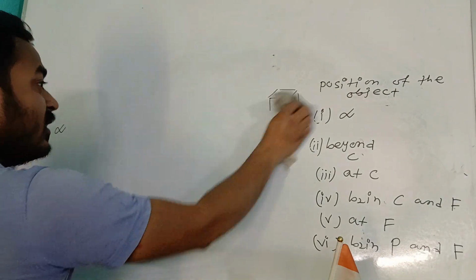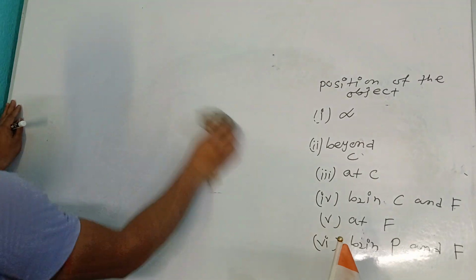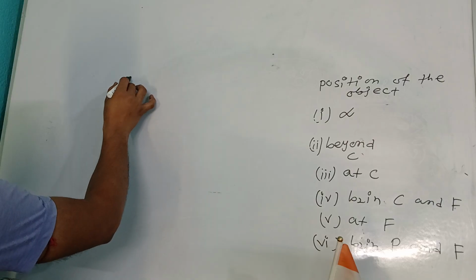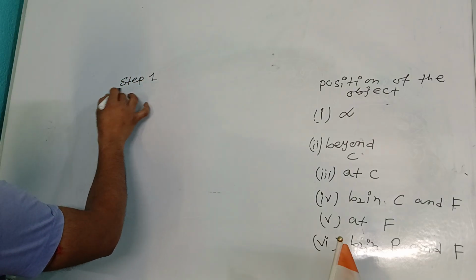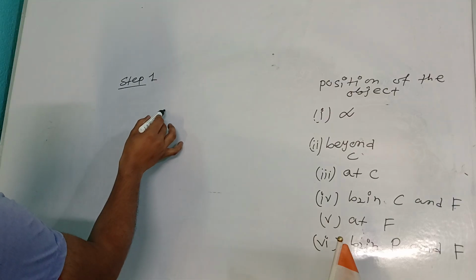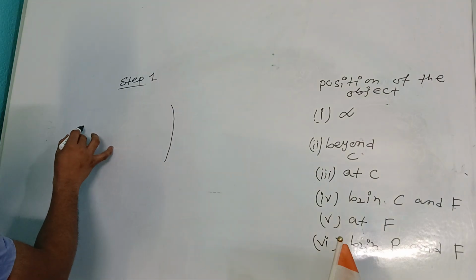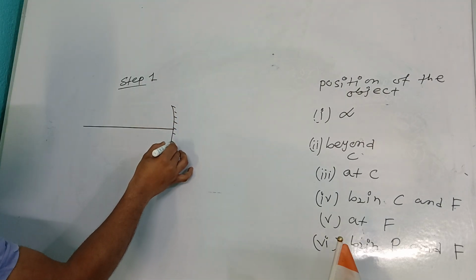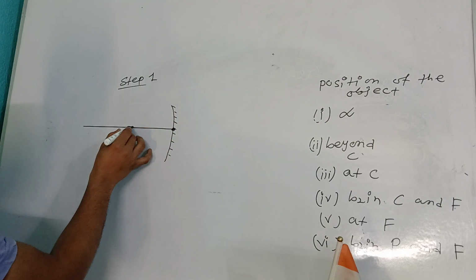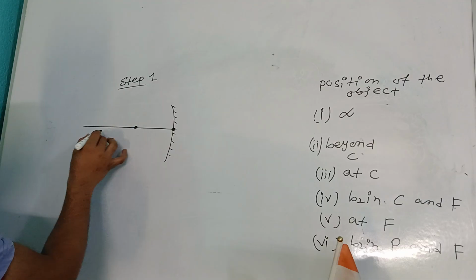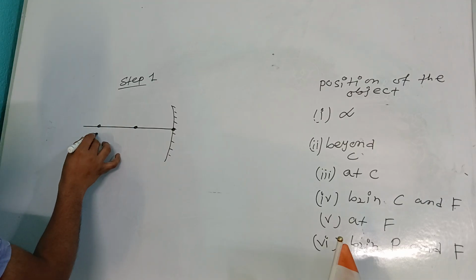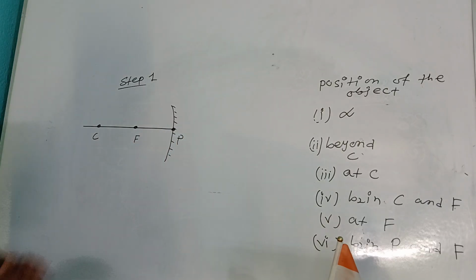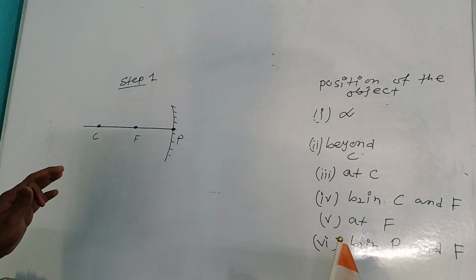So to draw the ray diagrams, you have to follow 2-3 steps. Step number 1. This is the concave mirror. This is our principal axis. This is the back side of the mirror. This is the pole, this is the focus, and this is the center of curvature. It is C, it is F, and it is P. So step 1, or rule 1, or procedure 1.